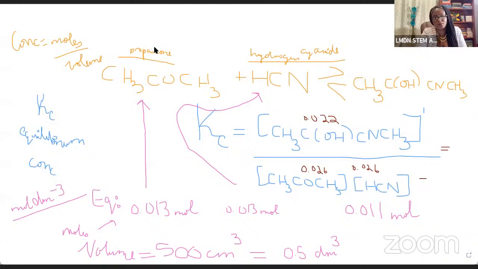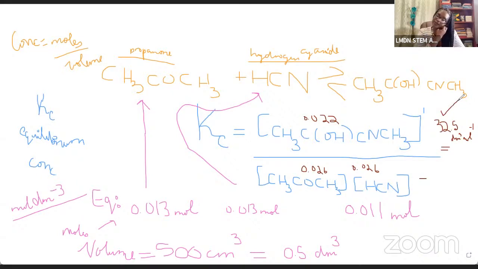And I think Fran said it's 32.5. And the units are dm cubed mole to the -1, right? That's because it's mole per dm cube on top and mole per dm cube on the bottom, one cancels one, and then you bring the one up to the top. So you get inverse mole and dm cubed. So this is your final answer for Kc.